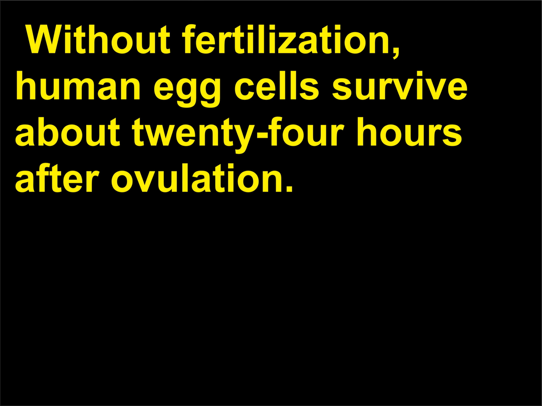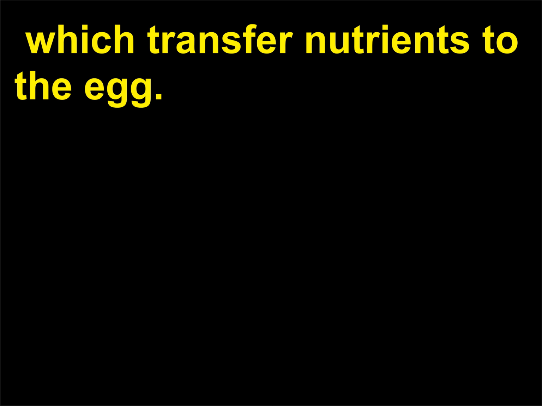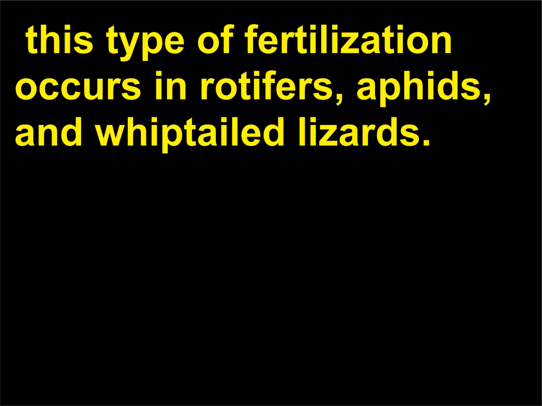Without fertilization, human egg cells survive about 24 hours after ovulation. Prior to that, the egg is maintained by the support structures known as follicular cells, which transfer nutrients to the egg. However, in a process called parthenogenesis, an egg can develop without being fertilized. This type of reproduction occurs in rotifers, aphids, and whip-tailed lizards.